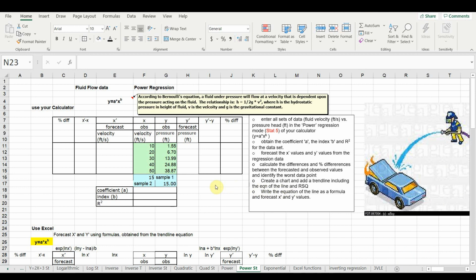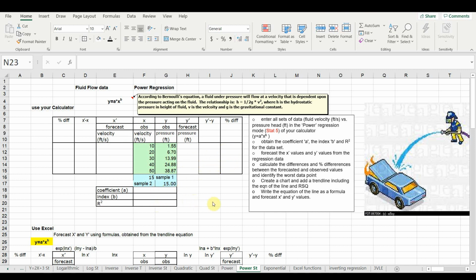The next data type that I want you to perform regression on is called a power function, y equals a times x to the b. Now this information is not in the notes. This exercise is only in the Excel file. Later in the notes there's an explanation of some of the theory behind it, as I'll explain later. So we'll just work here in the Excel spreadsheet. So what I'd like you to do is enter the x and y values into the power regression mode of your calculator, Stat5, and then complete the forecasts and percent differences and the coefficients.